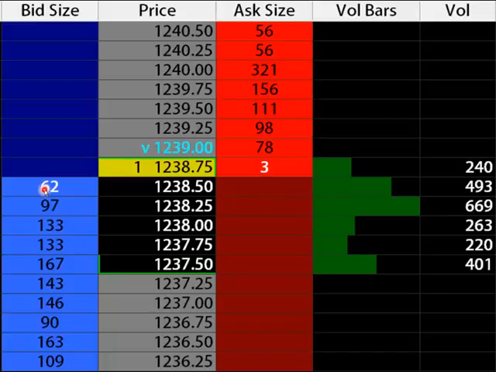And look over here. You've got 62 orders pending, 97, 133, 133, 167, 90, 163, 109. So nothing really significant stands out over here. Most of the levels are the same. It drops off a little bit for a tick. No big deal. Let's look at the other side. 78, 98, 111, 156. It's getting bigger and bigger. 321, and then look what happens. 56 contracts on these two prices right here, where orders are sitting.